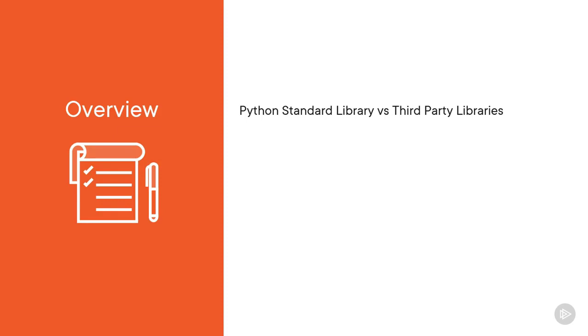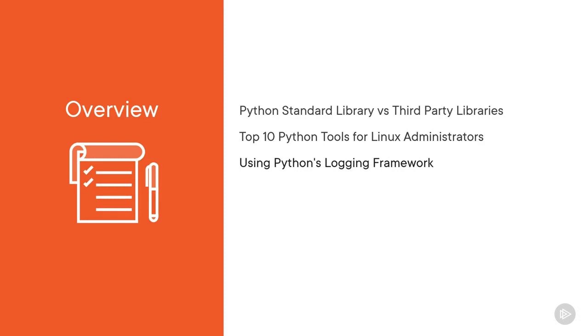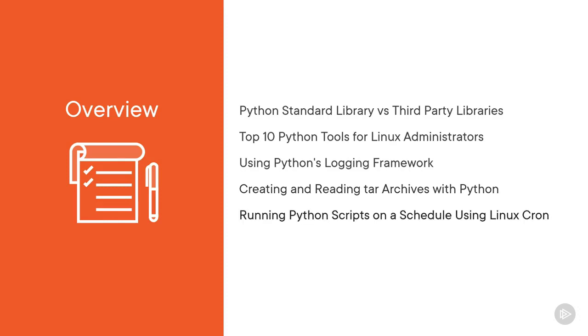So first, we're going to talk about the Python standard library versus third-party libraries and really help you understand what the differences are between these two. And then we're going to look at the top 10 Python tools for Linux administrators that are out there. And we'll look at using Python's logging framework. And we'll take a look at creating and reading tar archives with Python. And finally, we'll wrap it up by looking at how we can run Python scripts on a schedule using cron in Linux. Let's get started.